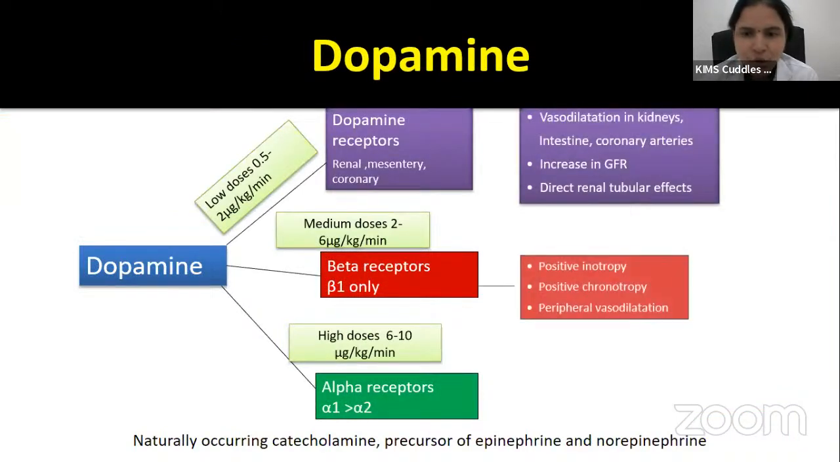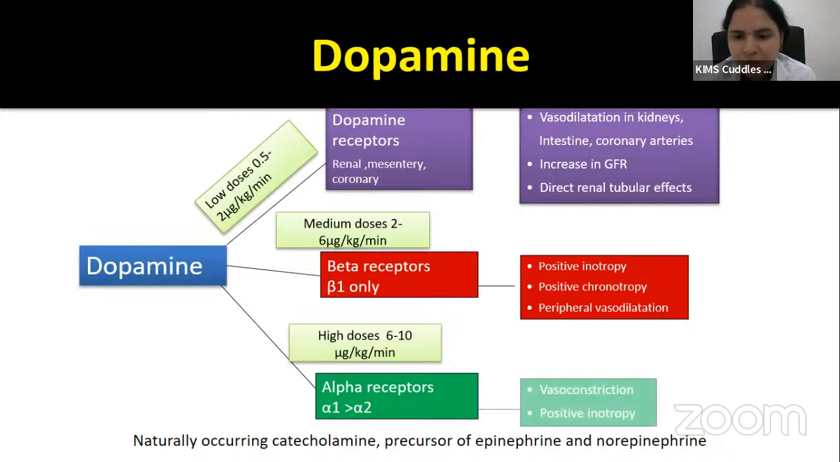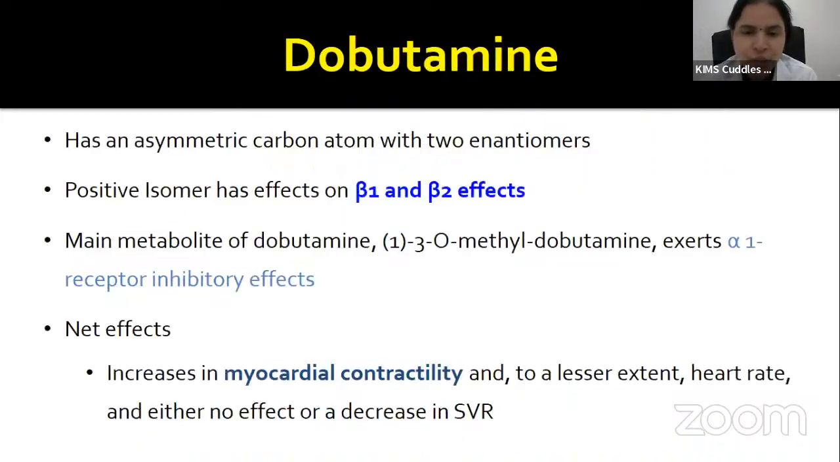So as we discussed, lower dose dopamine predominantly mediates renal and mesenteric vasodilatation, increasing GFR to some extent, although low dose dopamine is as of now not recommended by scientific literature. At medium doses, it causes positive inotropy and chronotropy, whereas at doses beyond, usually beyond 10 mics per kg per minute, the alpha receptor mediated vasoconstriction predominates the action of dopamine.